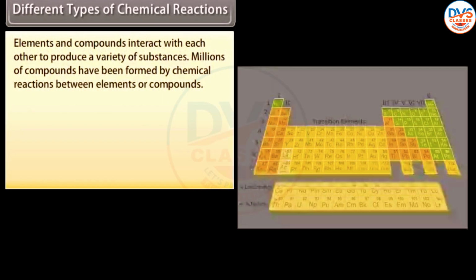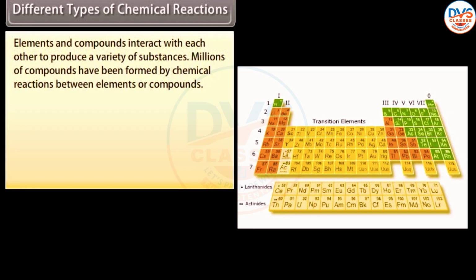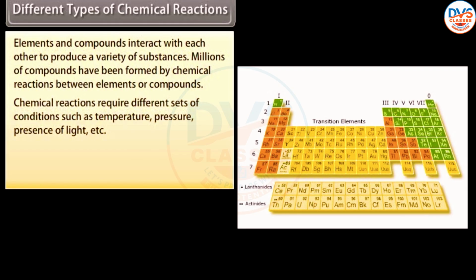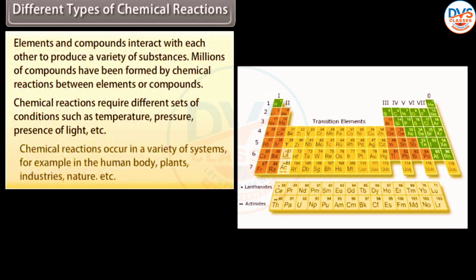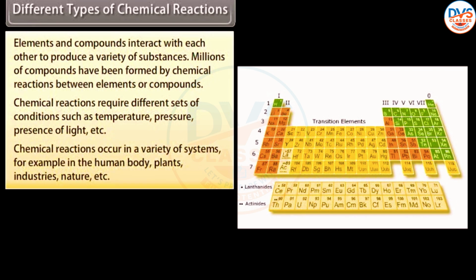Different types of chemical reactions. Elements and compounds interact with each other to produce a variety of substances. Millions of compounds have been formed by chemical reactions between elements or compounds. Chemical reactions require different sets of conditions such as temperature, pressure, presence of light, etc. Chemical reactions occur in a variety of systems. For example, in the human body, plants, industries, nature, etc.